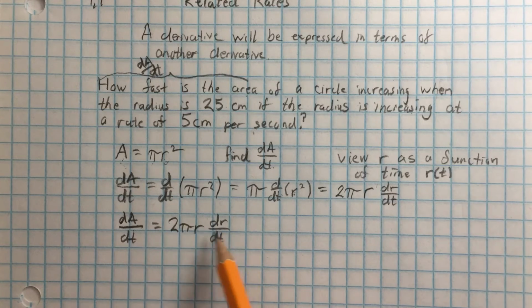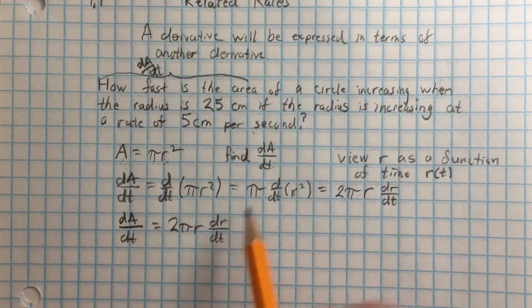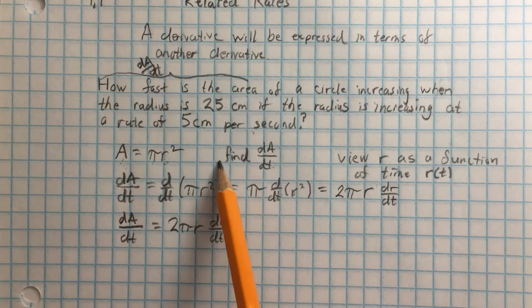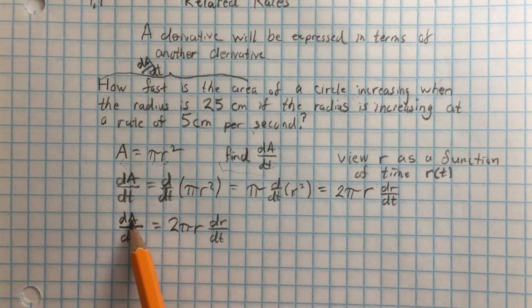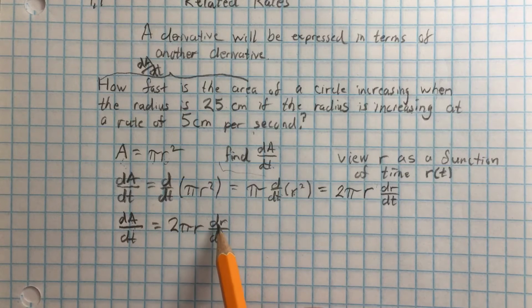Now it's true you could view it the other way. You could view dr/dt to be dependent upon dA/dt. That's also true, right? But our view right now, because we're trying to find dA/dt, is that A is related to r. Right? A is dependent upon r somehow. So the derivative of A is dependent upon the derivative of r.